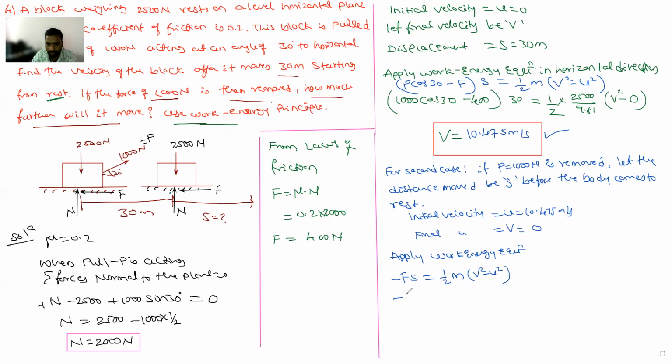What is the friction? Minus F is 400 into S. Half M is equal to W by G, that is 2500 divided by 9.81, into the bracket: final velocity 0 minus initial velocity 10.475 square. So calculate the value of S.